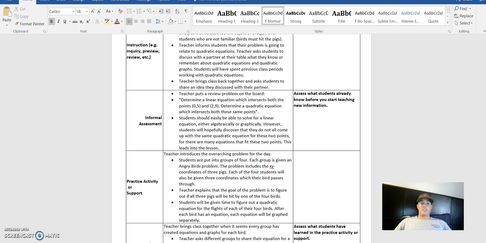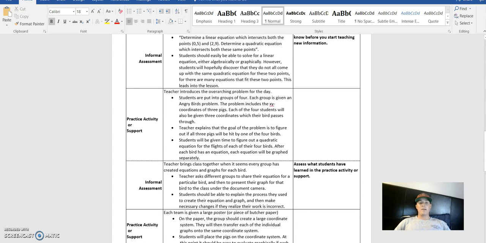There's only one linear equation that intersects these 2 points, but for a quadratic, you can come up with many. You can come up with some that open up, some that open down, some that are very wide, some that are very narrow. You can mess around with the data and come up with many different answers. And so hopefully, through talking with the people at their table or with their partner, they're able to realize that there are multiple answers that are correct and that function as an answer in the situation, which ultimately helps us set up our problem at hand.